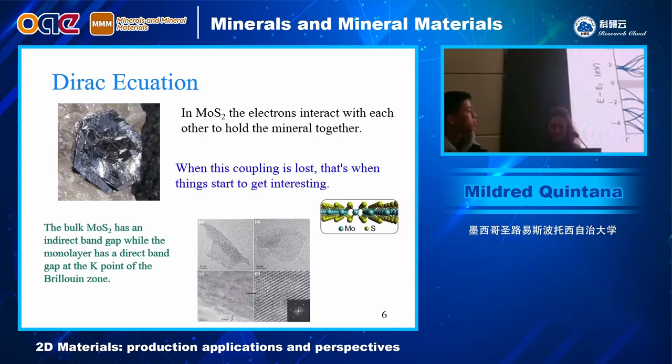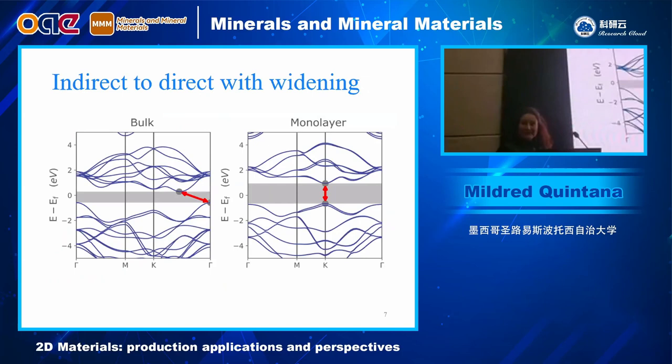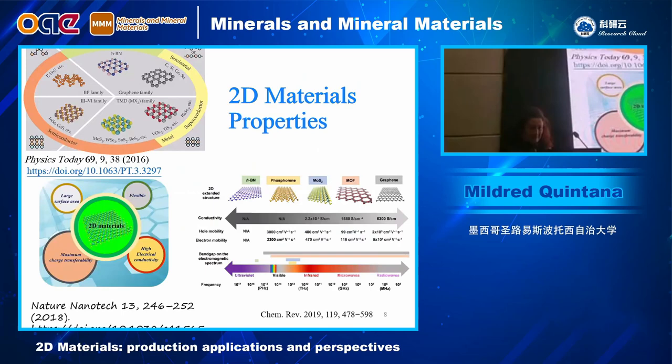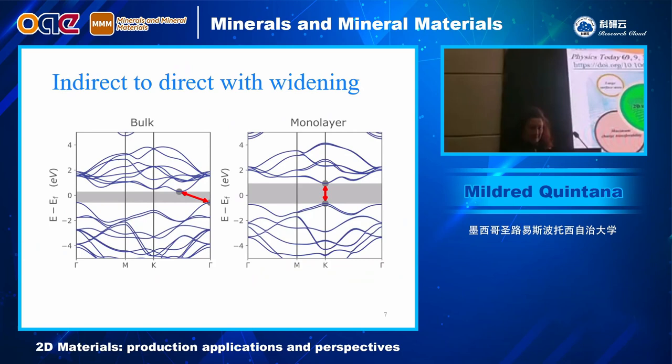It means that on this side is the bulk material, and you see the electronic states. The electronic states, these blue lines, are where the electrons are in the material. They have the maximum in the conduction band and the maximum in the valence band. It's not at the same point. When we have a monolayer, these points are in the same place, at the K point, and we have a semiconductor with direct transition.